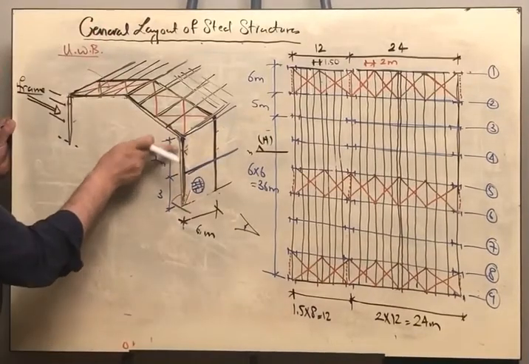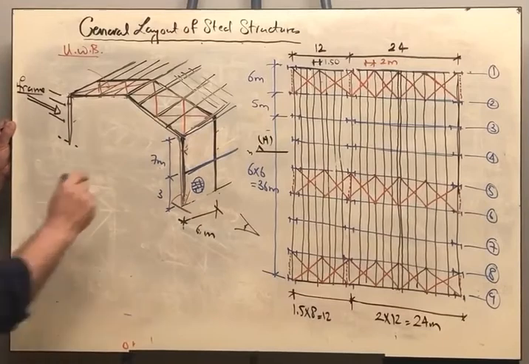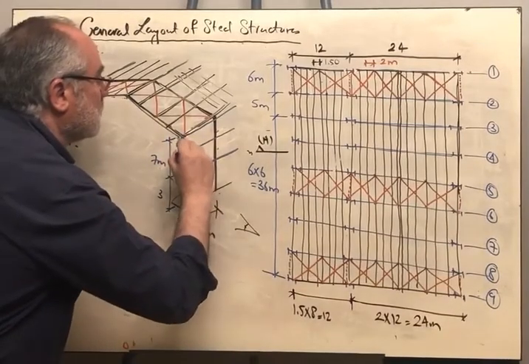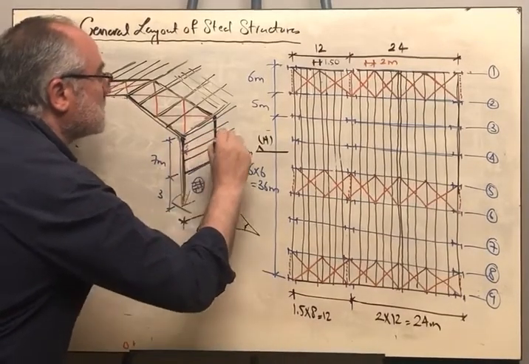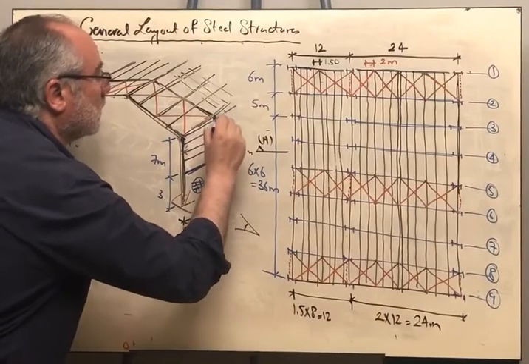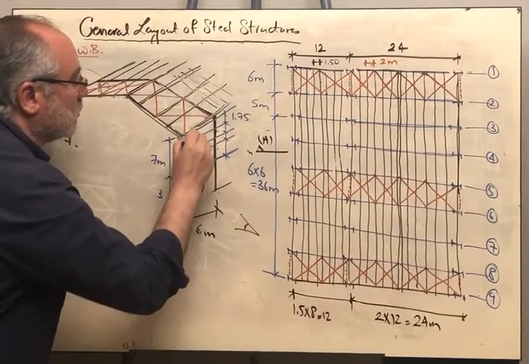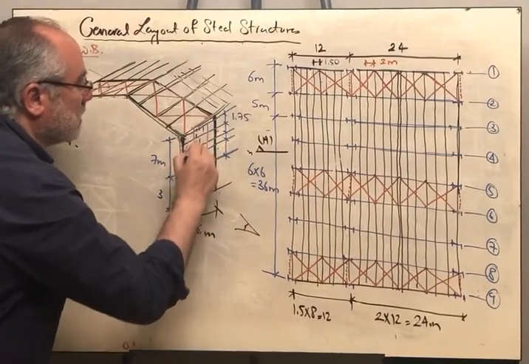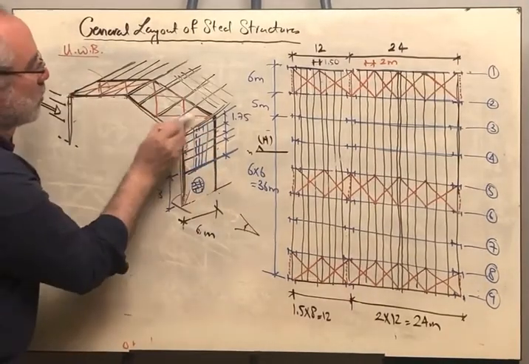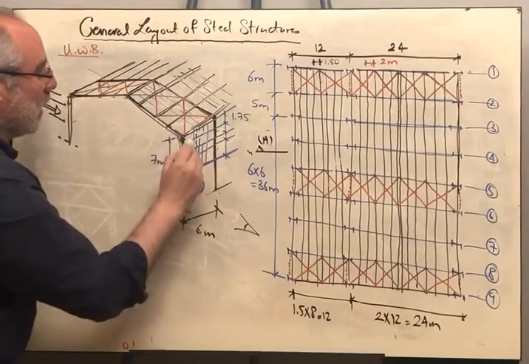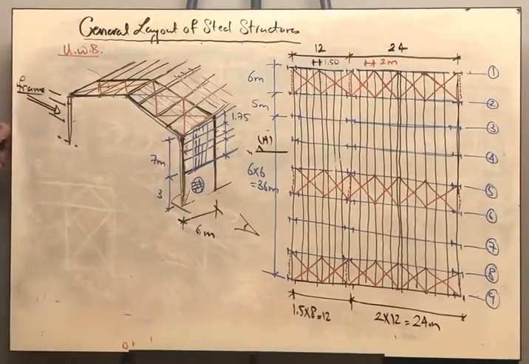The spacing between the purlins should be from 1 to 2. So I'm going to divide this into 4 equal spaces. Each spacing is 1.75. And I'm going to continue the corrugated sheet in this direction. We are having corrugated sheet like this, and we are having corrugated sheet like that.